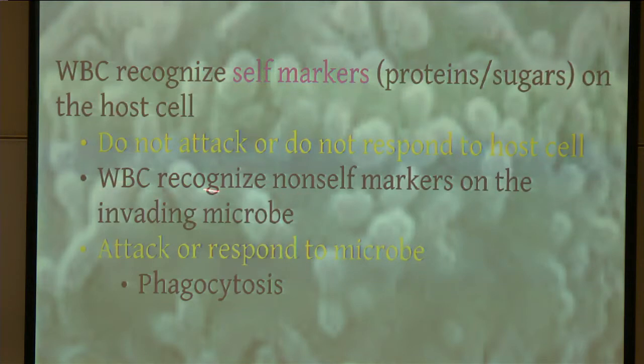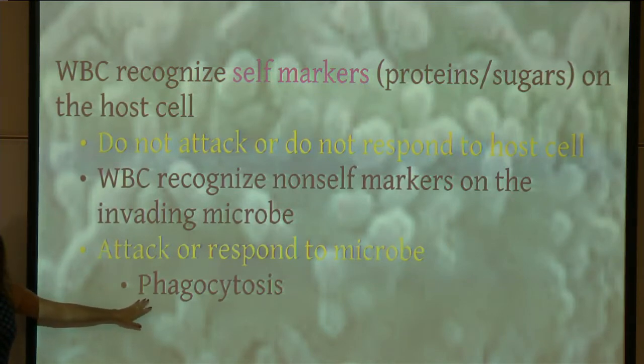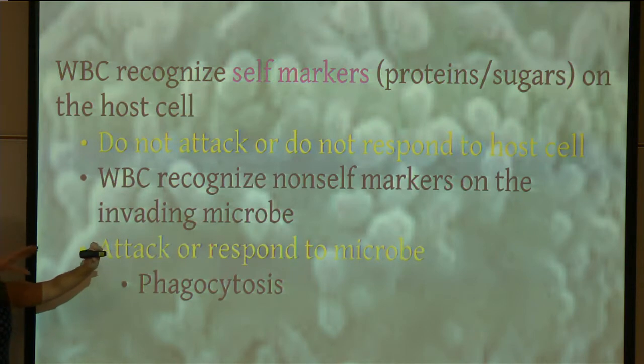Okay, so they would recognize non-self markers like a PAMP on something foreign, and that's when the immune system response takes place. They'll attack and respond to that microbe. Phagocytosis, very common event. Again, here's the bacteria, here's the white blood cell, it recognizes it as foreign, engulfs it, kills it.